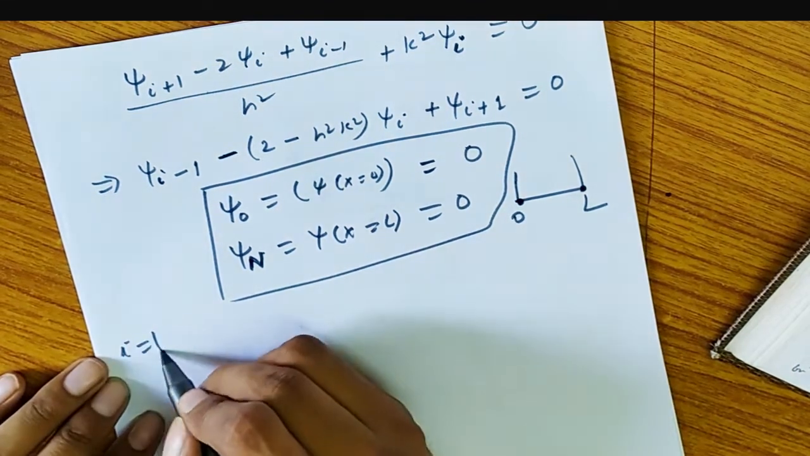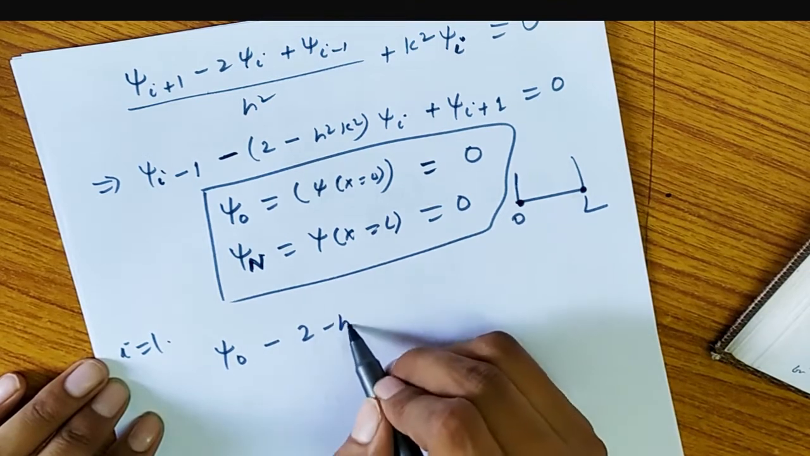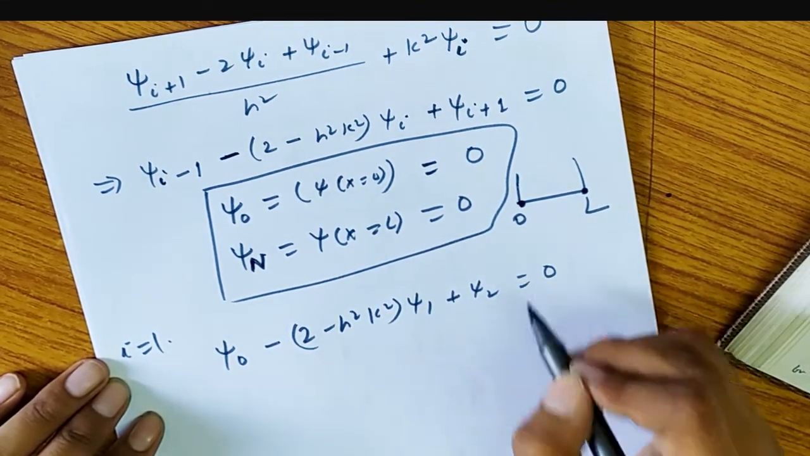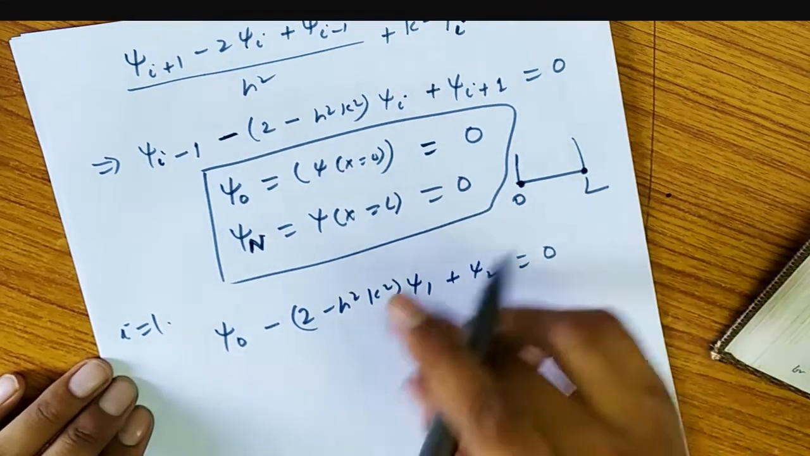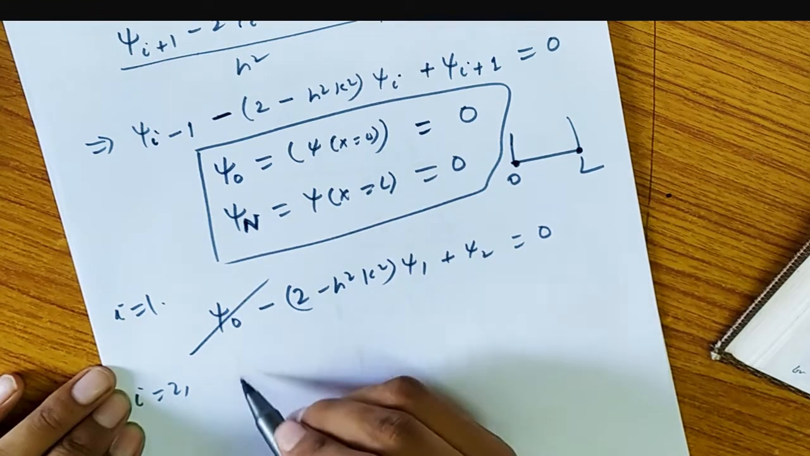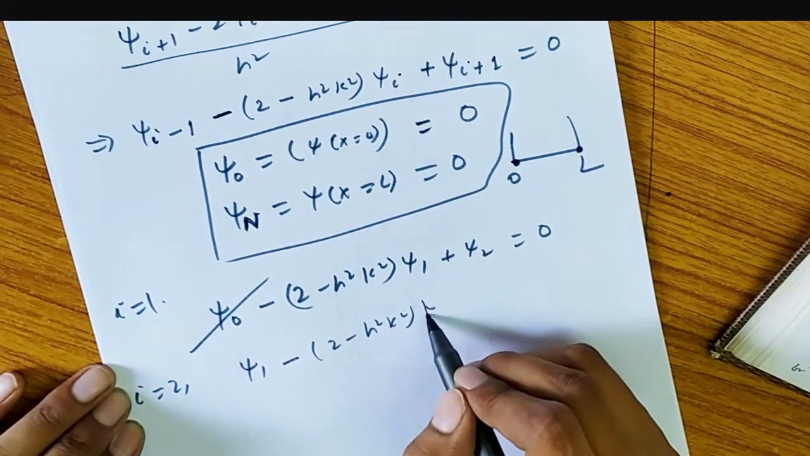So for example, for i equal to 1, I am having ψ0 minus (2 minus h squared k squared) ψ1 plus ψ2 equal to 0. Now see, ψ0 is my 0, so this is equal to 0. For i equal to 2, I am having ψ1 minus (2 minus h squared k squared).